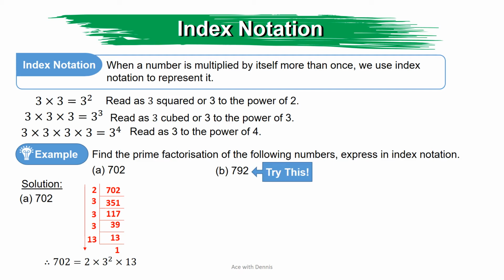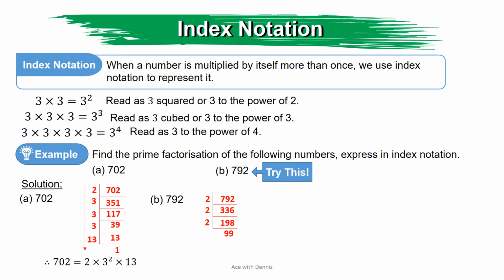Now, you can try this number yourself. 792. Alright, here's the solution. 792. We start with the lowest prime number. So 792 divided by 2, we get 396. So 396 is an even number. It is divisible by 2. We get 198. 198 is an even number. We still can divide by 2.